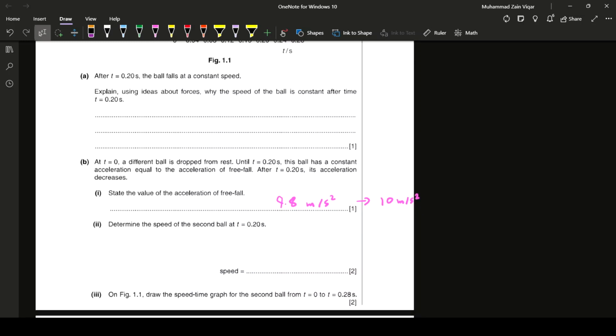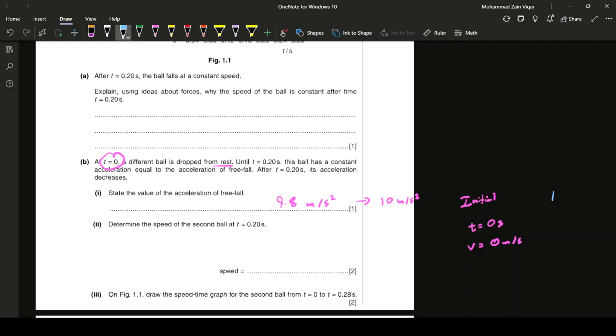The next part states: determine the speed of the second ball at time t equals 0.20 seconds. So we just need to figure out the speed of the second ball, and the information we know regarding the second ball is that at time t equals 0, the ball is dropped from rest. So if I want to give some initial values to the ball, the initial time is 0 seconds, and the corresponding velocity at this initial time is 0 meters per second, because it's starting from rest.